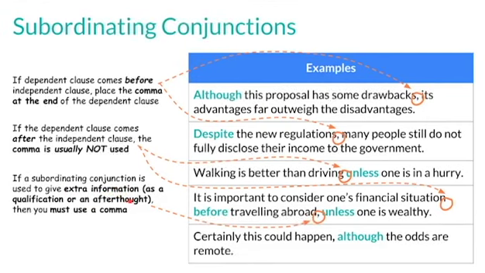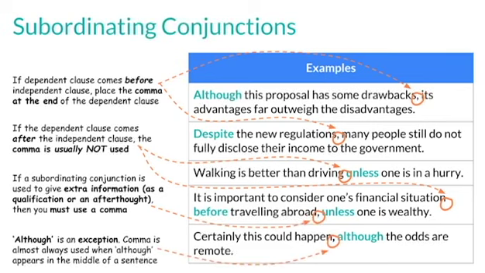The next rule is that if the subordinating conjunction is used to give extra information, for example, if we're just adding extra information as an afterthought, then we must use a comma. So in this example, we've used this dependent clause to simply add extra information, okay? This wasn't really required. We don't have to add this information. We could just put a full stop here and end this sentence right here. However, we chose to add extra information as an afterthought, and therefore we have to use a comma.